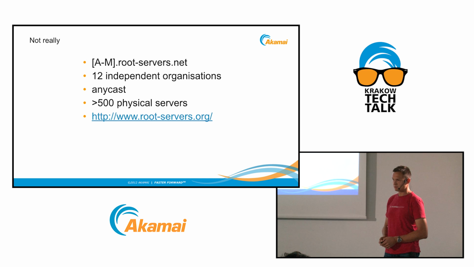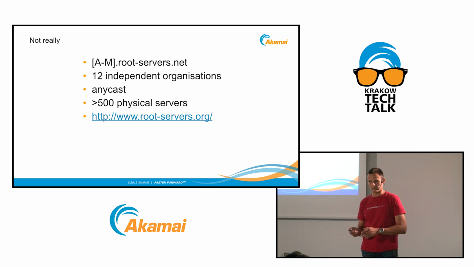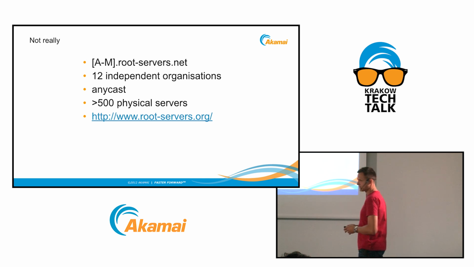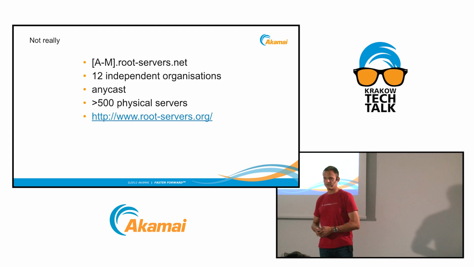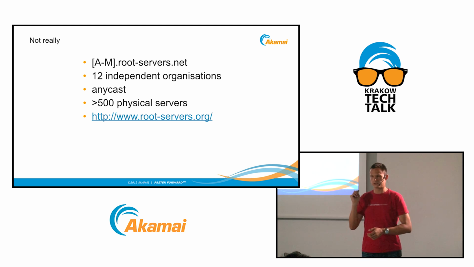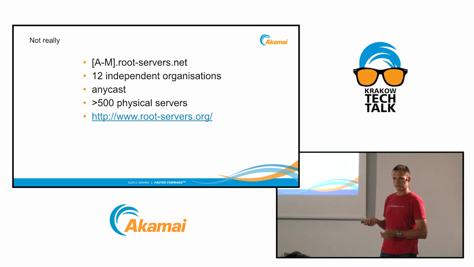They are using the Anycast protocol. It means that behind one IP address, you may have many physical machines, and the router will choose the closest one to you. So at this moment, in this year, we have more than 500 physical machines doing the root nameserver, root zone resolution for us.